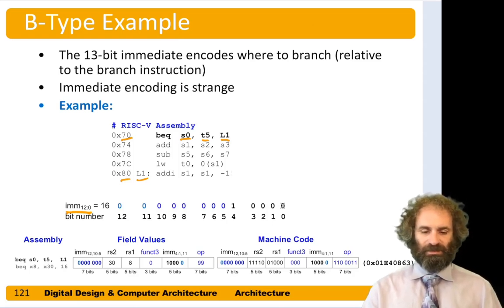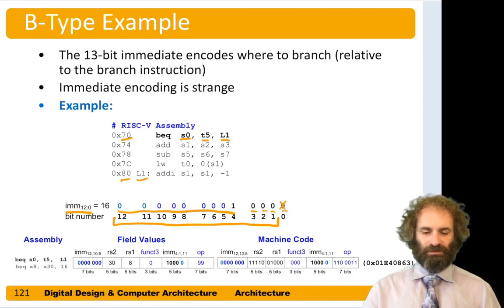And 16 is a bunch of zeros, a 1 in the 16s column, no 8s, no 4s, no 2s, no 1s. But remember that branches are always by an even amount, so there's no need to store the least significant bit, so we won't even encode it. So we need to store now 12 bits, but they're bits 12 through 1 instead of 11 through 0. And we need to find where they go.